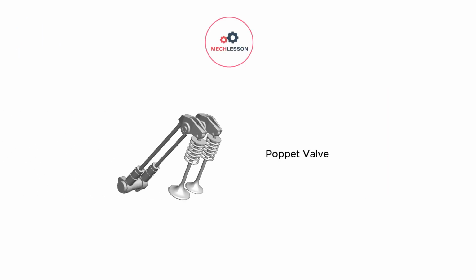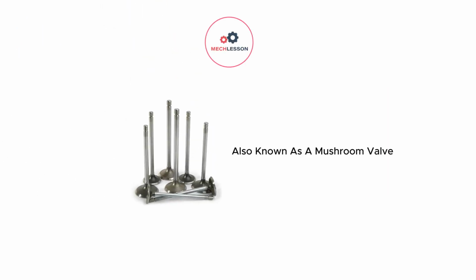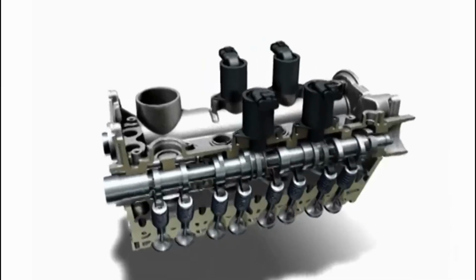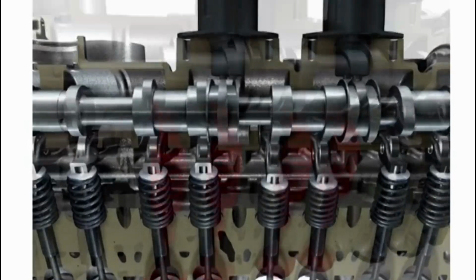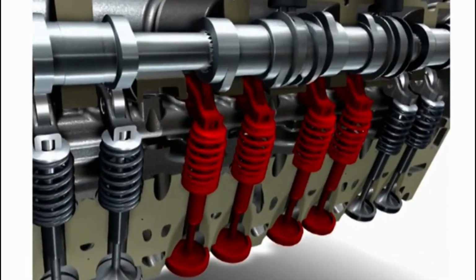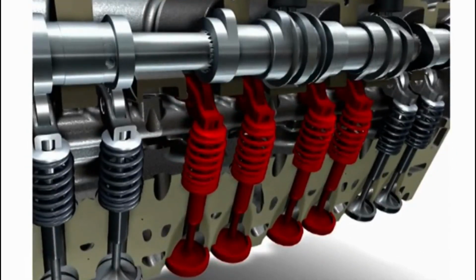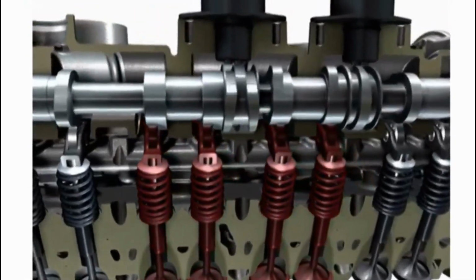Poppet valve. The poppet valve is also known as a mushroom valve because of its shape. It is used to control the timing and quantity of gas flow into an engine. It is the most widely used valve in an automobile engine. It is called a poppet valve due to its motion of popping up and down. It consists of a head and a stem.